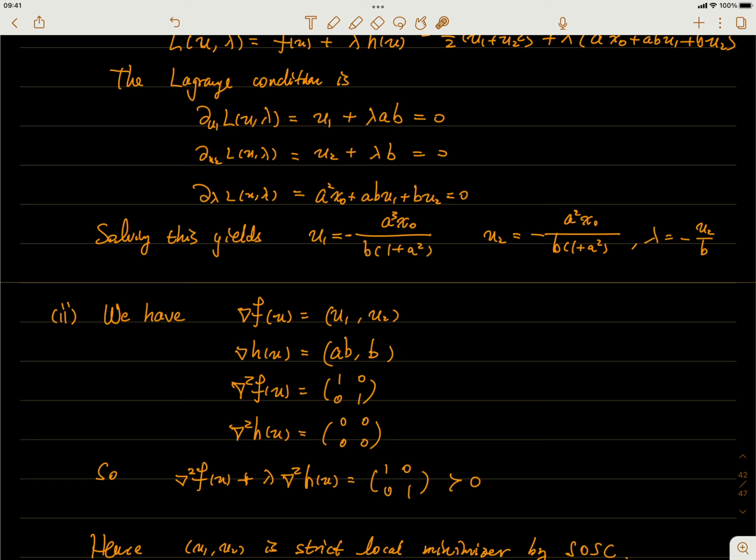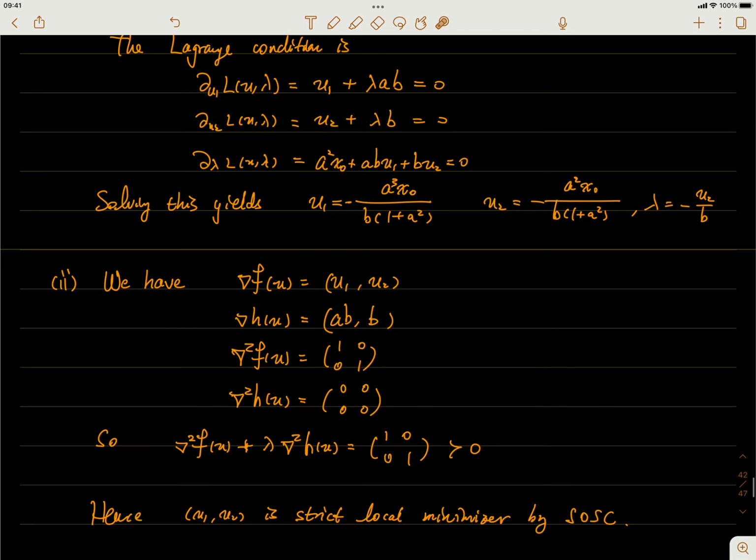So we have this, and in this case, it doesn't matter what vector you multiply on both sides; for any non-zero vector, it must be greater than 0. That means the second order sufficient condition is satisfied. So this is actually a strict local minimizer.